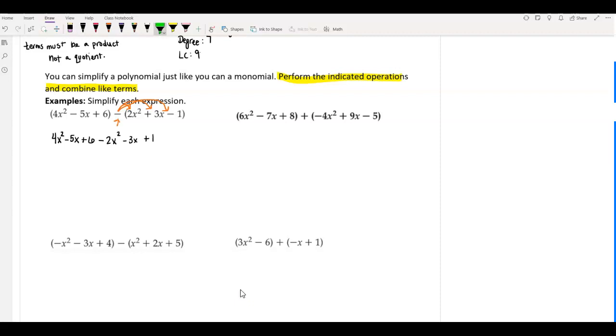Now we have to combine our like terms. X squareds with x squareds, x's with x's, and constants with constants. So 4x squared minus 2x squared gets us 2x squared. Negative 5x minus 3x gets us negative 8x. And then 6 plus 1 gets us 7. And that is our final answer.